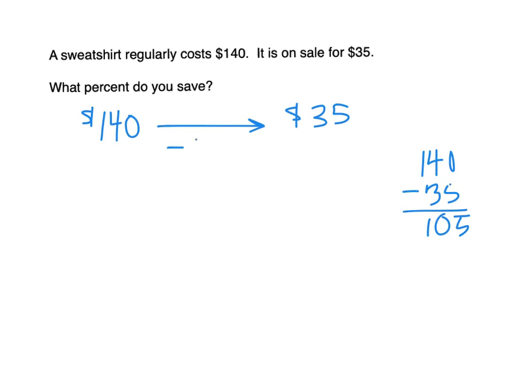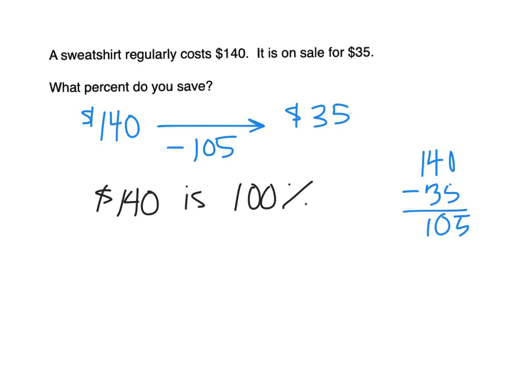And I save $105. So we need to figure out what that is as a percent. We're saving $105. What is that amount of money as a percent? The setup's going to be the exact same as what we did yesterday. So 140 is our 100%.